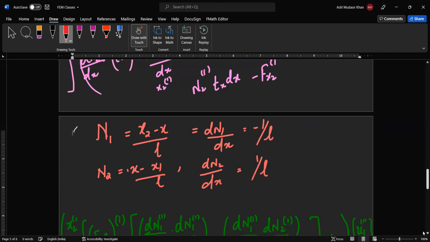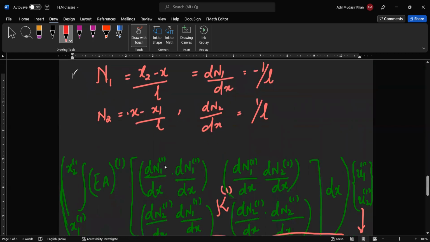So let's substitute these expressions in this. We know dn1 by dx is equal to minus 1 by L, and dn2 by dx is equal to 1 by L. So let's try to find this stiffness matrix. We also imagine that EA is constant and the length of the element goes from 0 to L. These values we know. Therefore, let's try to find the value of K.